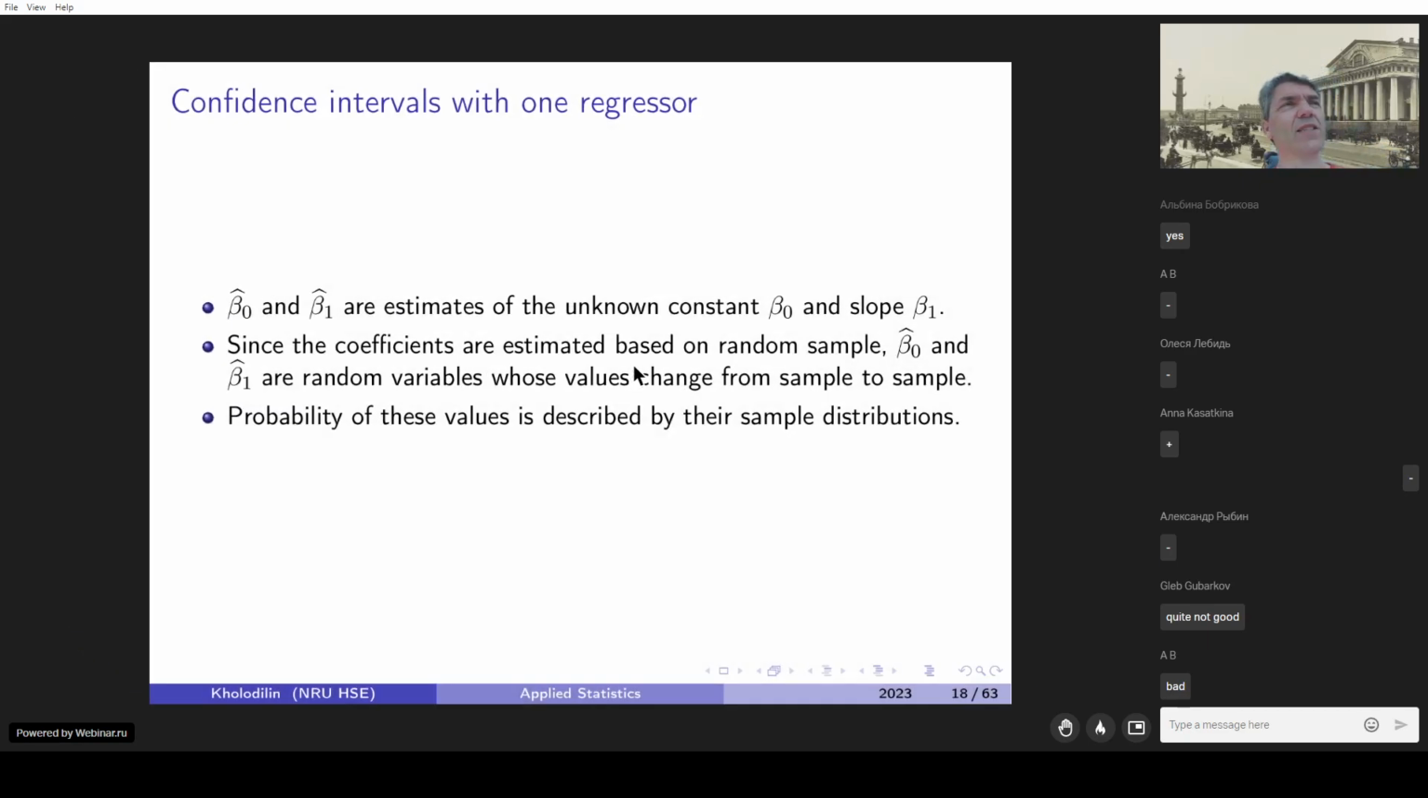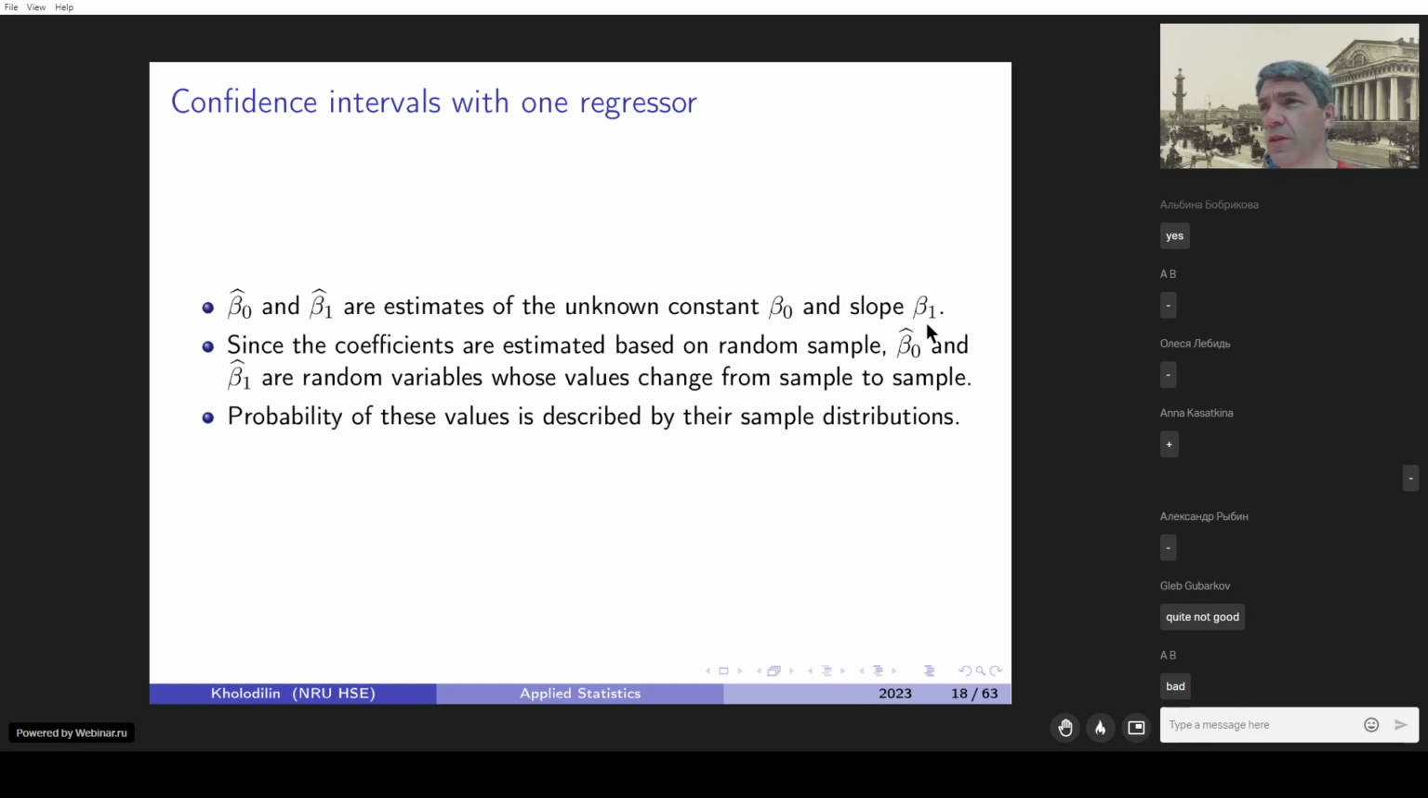Now let's talk about testing, because here we can also apply the same kind of tests, compute confidence intervals and determine statistical significance, as we did previously when we talked about, for example, such parameters as the mean. So exactly as the mean, beta 0 and beta 1 are estimates of some unknown constants, beta 0 and beta 1.